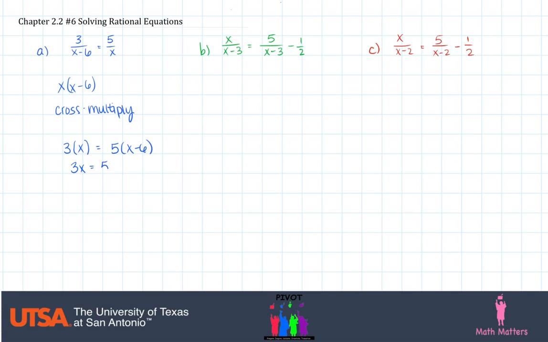3x equals 5x minus 30, the distributive property in here, and then subtract 5x from both sides. So we get negative 2x equals negative 30, then x equals 15.